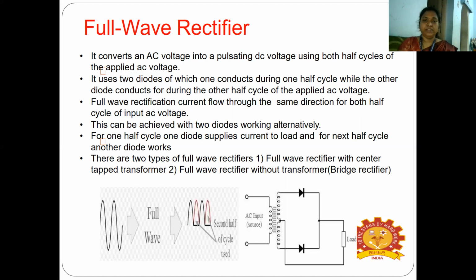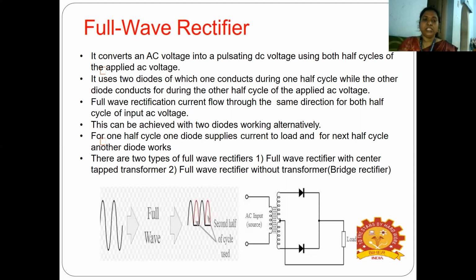There are two types of full wave rectifier. Full wave rectifier with center tapped transformer, and second one is full wave rectifier without a transformer. So while using a transformer, what happened? If you're not using a transformer, what happened? So if you're not using a transformer, then it is called a bridge rectifier. So that is the third one which we are going to see. Okay, now we will complete the full wave rectifier with a center tapped transformer.